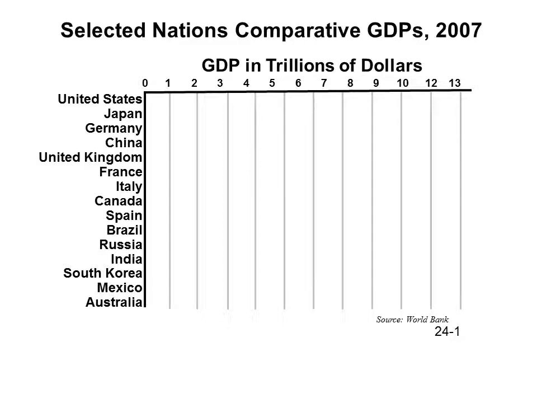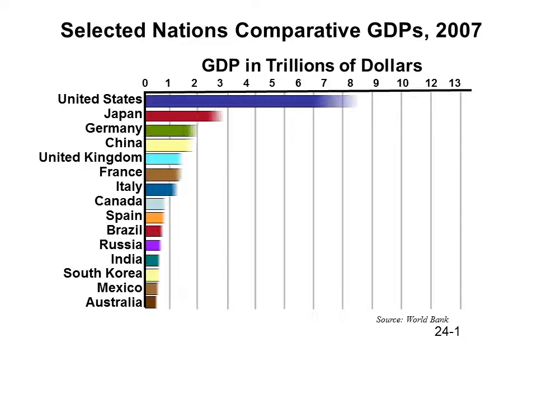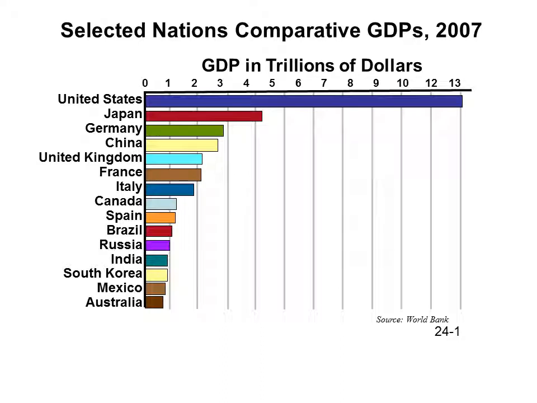So let's compare some countries. Let's see which countries rank where when we talk about economic output. Well, these are 2007 numbers. In 2007, the United States was the world leader in economic output by a large amount. The United States was the world's largest economy, producing just over $13 trillion worth of goods and services. Coming in second in 2007 at just about $4.5 trillion was Japan. Then third was Germany, followed by China.